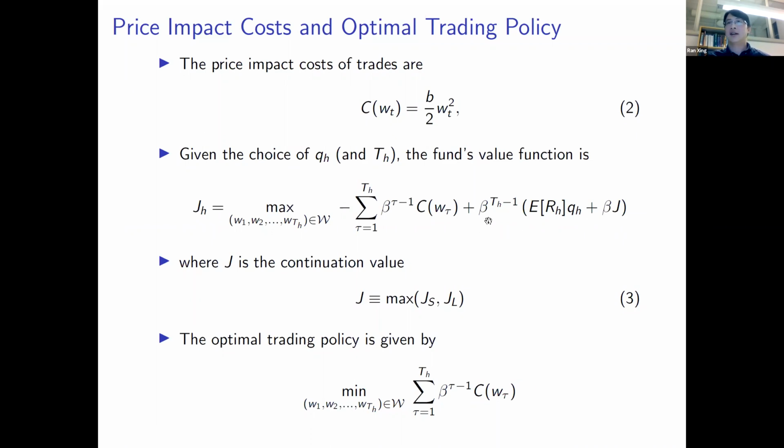We notice that even though we maximize the entire value function, we start from the first part, that is the trading policy, given the choice of the amount of capital going to be invested. Here J is the continuation value, which is the maximum value from JS, that's the value of investing in the short term, and JL, that's the value of investing in the long-term opportunity. If we fix and take the second part as given, the optimal trading policy can be pinned down to minimizing the present value of the trading cost. What needs to be decided is the amount to be invested in each period.